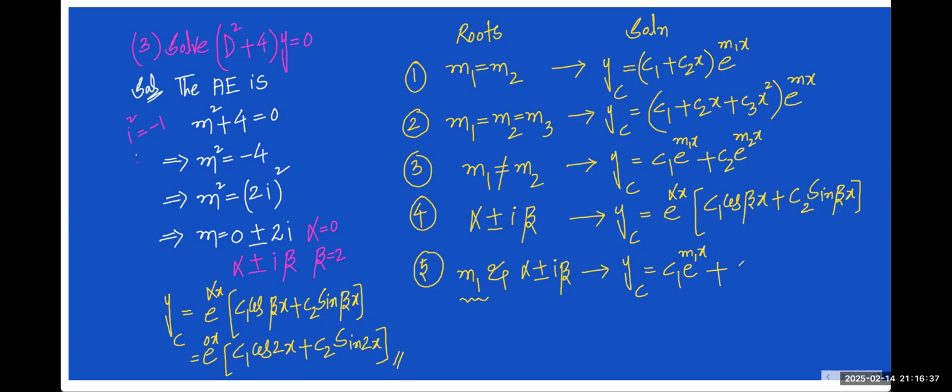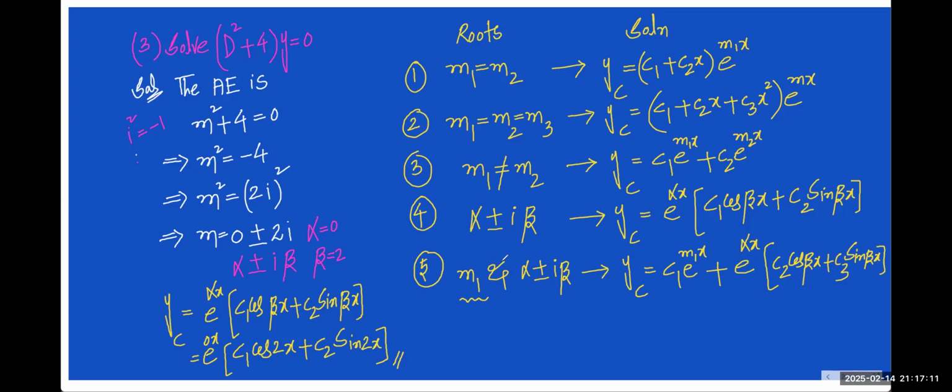Now the rest of the two roots will be alpha plus or minus i beta form, meaning they are complex. So we start like this, e power alpha x. We already defined C1, now define with C2: C2 cos beta x plus C3 sin beta x. So this is the way of writing the complementary function. There is already another video on your YouTube channel, you can see there. This is the first part of this third unit.